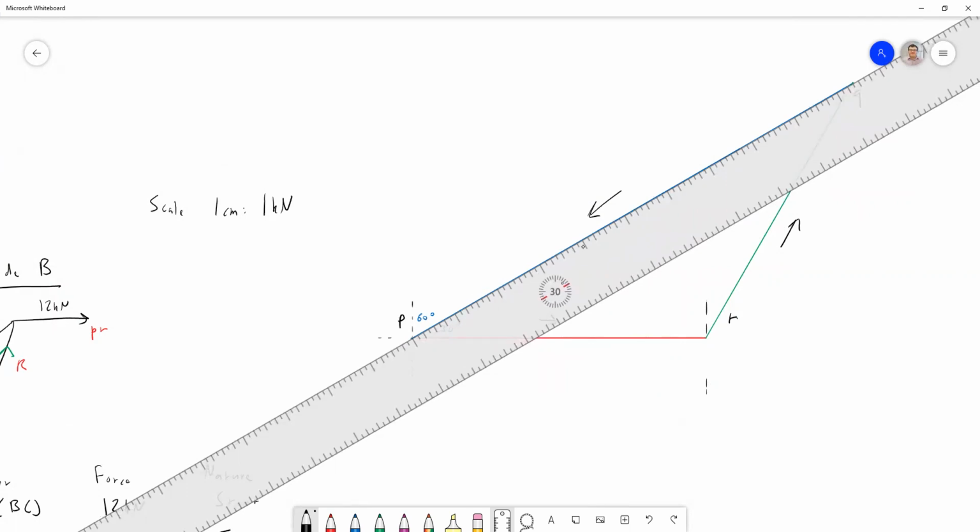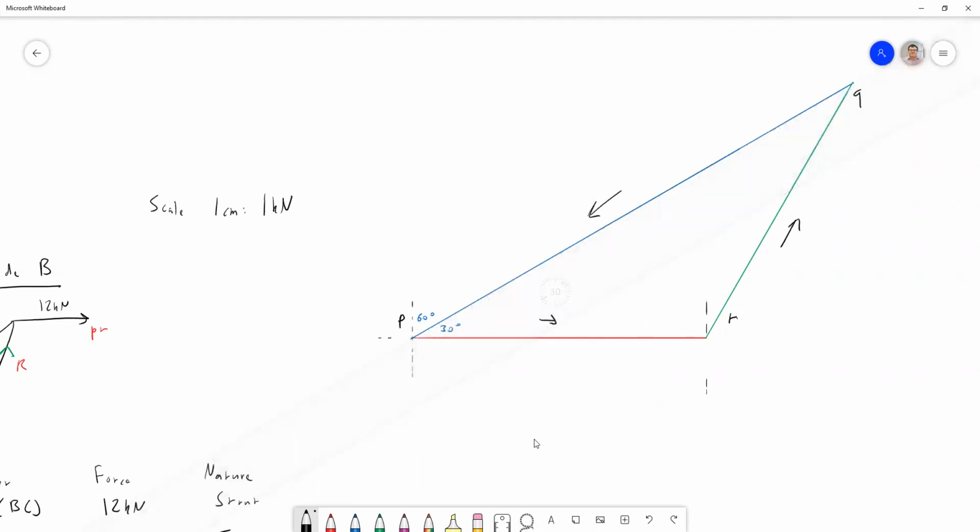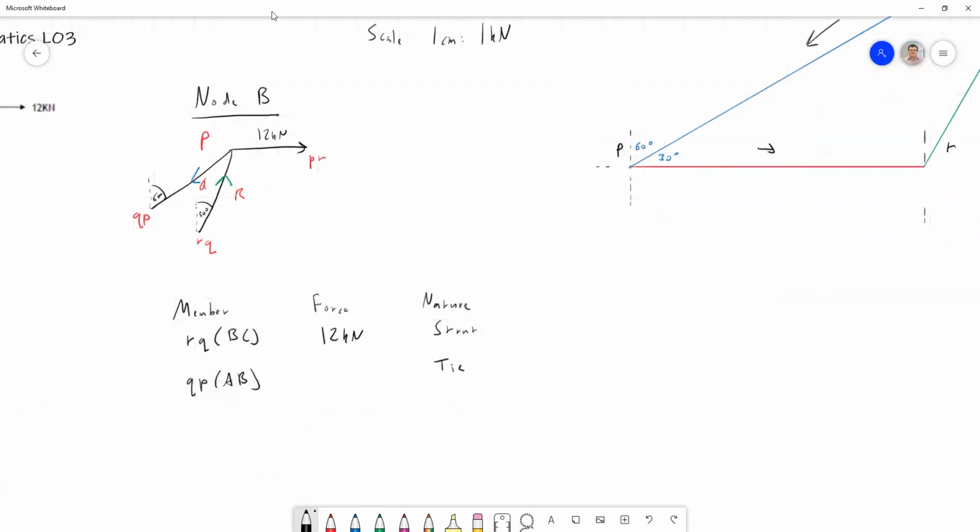2, 4, 6, 8, 10, 12, 14, 16, 18, 20. It looks like 20, just over 3/4. My ruler unfortunately doesn't work in millimeters. So just over 3/4 is 20.8 centimeters. So 20.8 centimeters using our scale is 20.8 kilonewtons. And that's only because our scale is 1:1. If it was some other scale, I couldn't just write down the value in centimeters. It's only because 1 centimeter is 1 kilonewton. And that concludes question 2 from learning outcome 3.